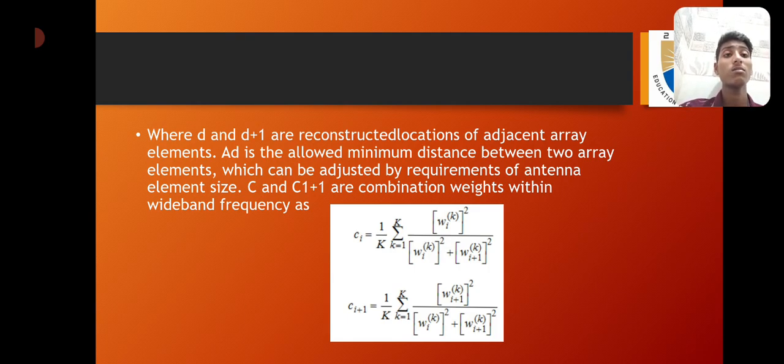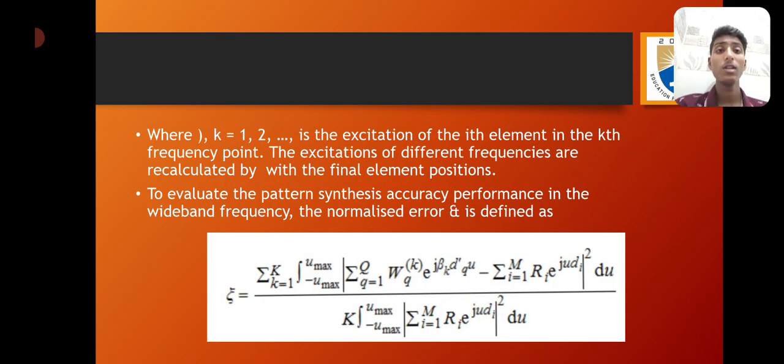C_i equals 1 by K, sigma over k equals 1 to K of |w_i(k)|² by |w_i(k)|² plus |w_i+1(k)|², and the second, C_i+1 equals 1 by K, sigma over k equals 1 to K of |w_i+1(k)|² by |w_i(k)|² plus |w_i+1(k)|², where w_i(k) is the excitation of the i-th element at the k-th point.